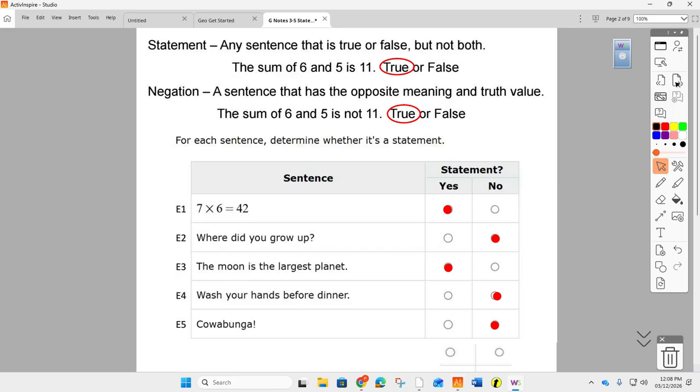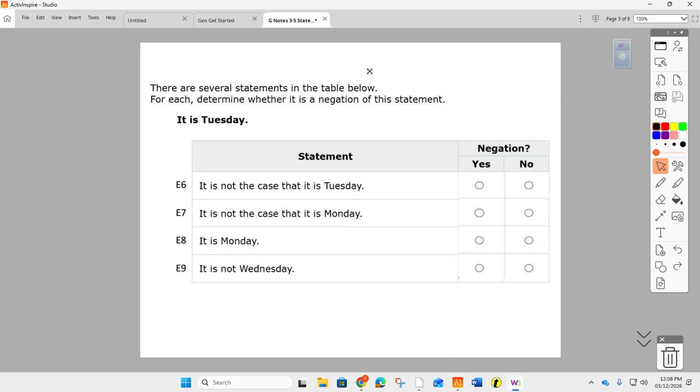All right, so a lot of what we're doing today is they're going to give us a statement, and then we're going to have to refer back to that statement however they ask us to do that. There are several statements in the table below. For each, determine whether it is a negation of this statement. The statement is, it is Tuesday. So, it is not the case that it is Tuesday. That is awkward, but that is a negation. That's basically saying today is not Tuesday.